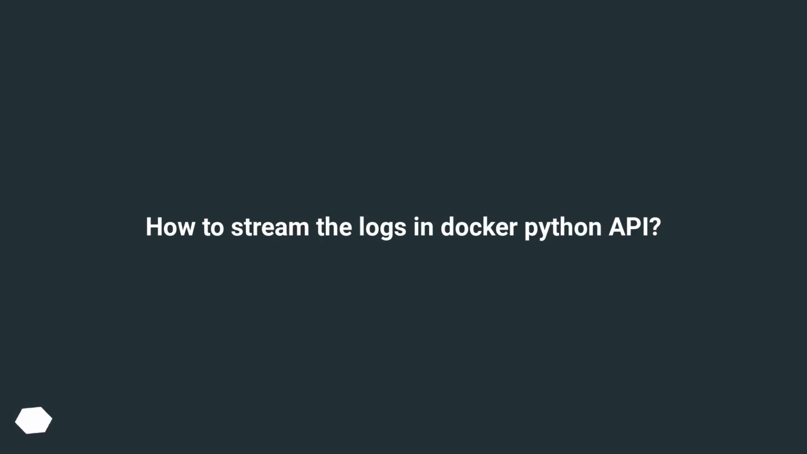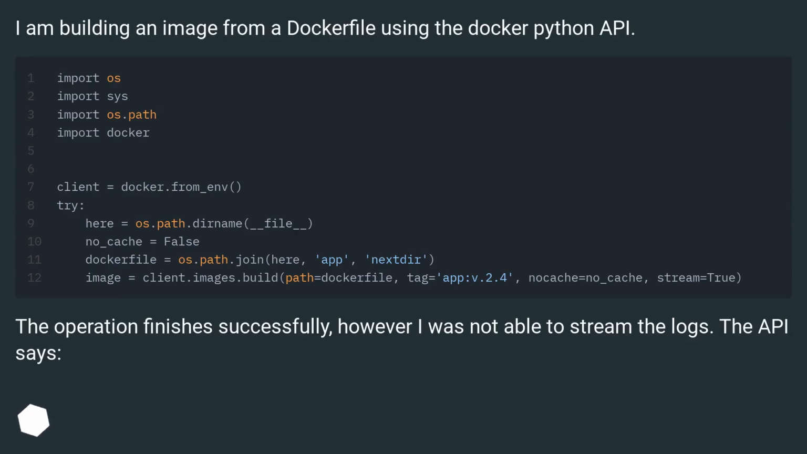How to stream the logs in Docker Python API. I am building an image from a Dockerfile using the Docker Python API. The operation finishes successfully, however I was not able to stream the logs.